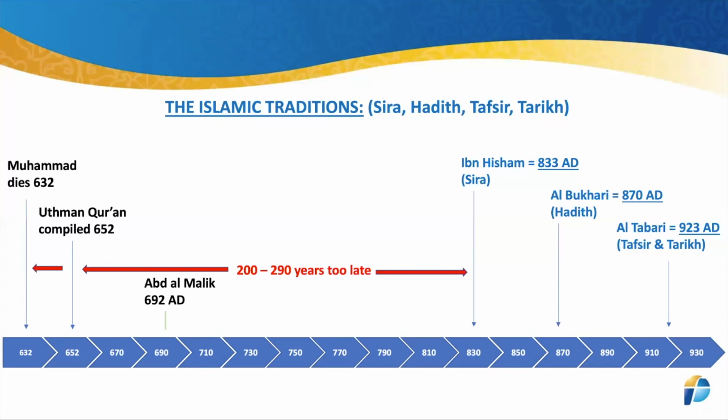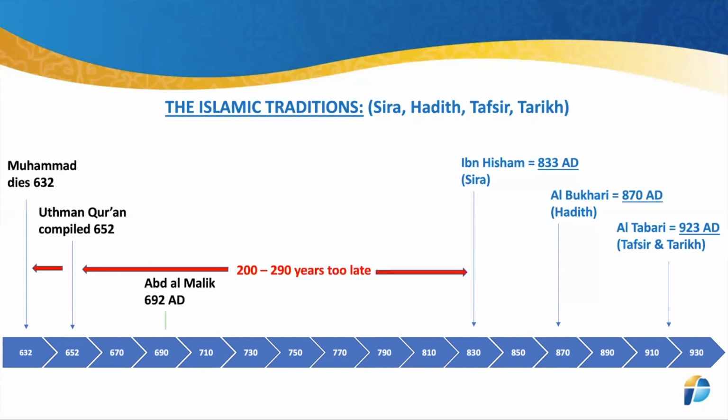Okay, I hope that's been helpful. I hope that will give you the material that you need, and I hope also that just looking at it visually, you will be able to see that everything Yasir Qadhi has been saying, or Shabir Ally, everything they've been telling us, is all based on these Islamic traditions, the Sirah, the Hadith, the Tafsir, the Tarikh, none of which were at the time of Muhammad, none of which were at the time of Uthman.